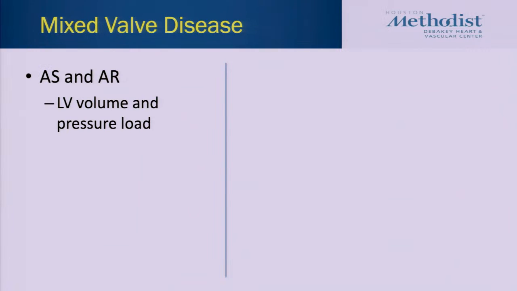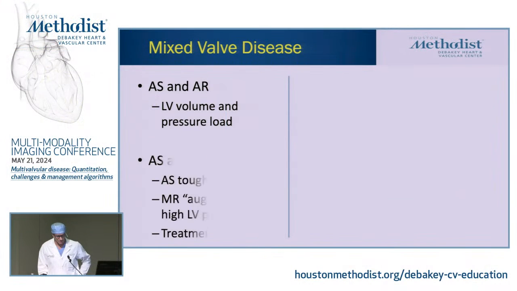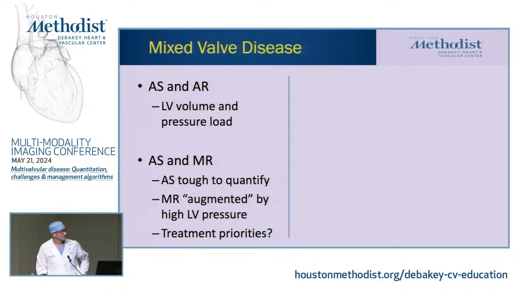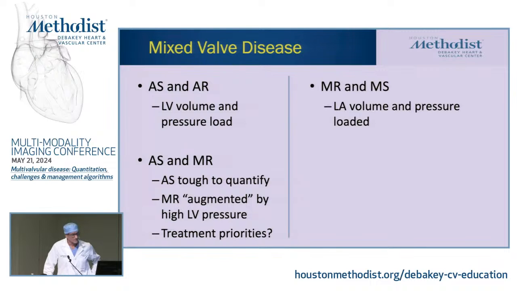Okay, so mixed valve disease, AS and AR, think volume and pressure load. AS and MR can be tough to quantify. The MR can be augmented by high LV pressure. So the MR actually looks a little worse because of the AS, and the AS is tough to quantify because of the loss of flow by the MR. So those two can make a diagnostic challenge.